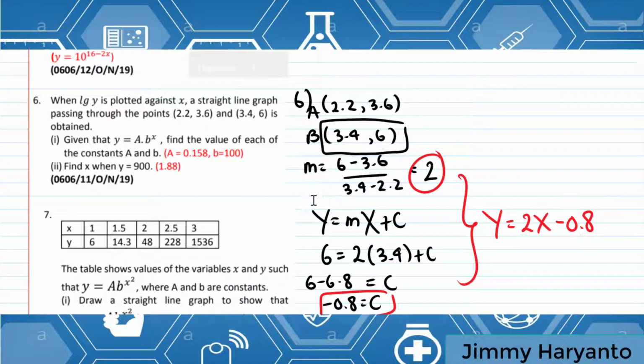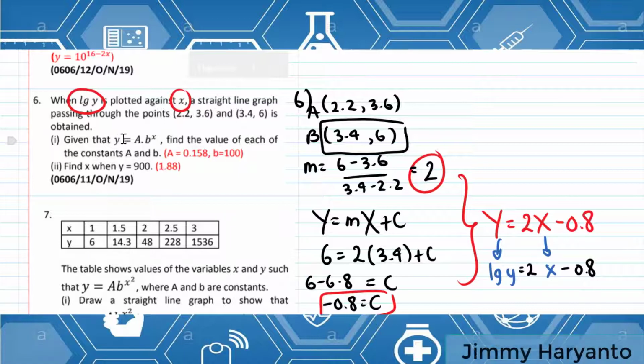Do not forget to change the big Y and the big X. As usual, the big Y is LGY because LGY is plotted against X. So I have to change this big Y into LGY and change this big X into x, equals to 2x negative 0.8.